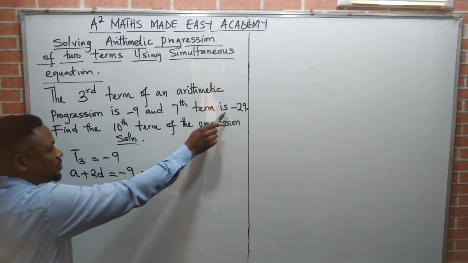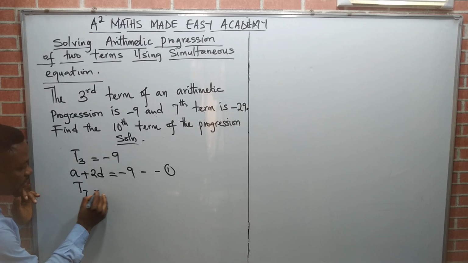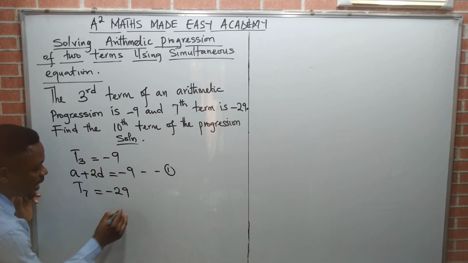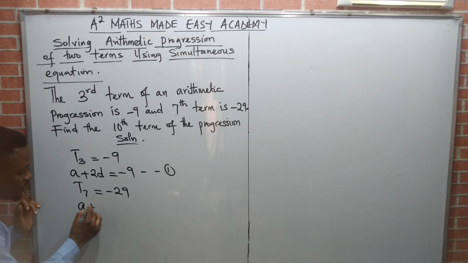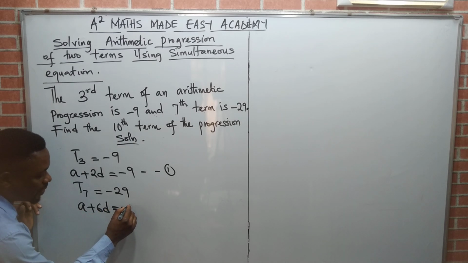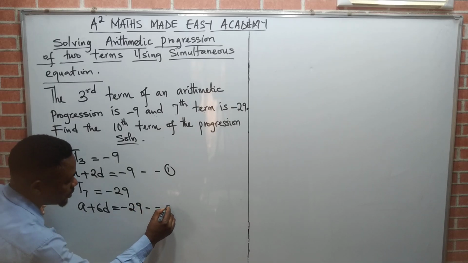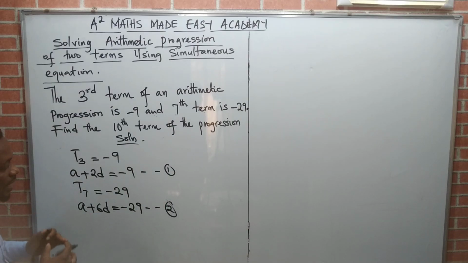And the seventh term is minus 29. So T7 is minus 29. Now what is the formula for the seventh term? It is A plus 6D, the same thing as minus 29. Call this equation 2. Now when you observe the two, you find out that it has led to what we know as simultaneous equation. Now I want to use the elimination method in order to solve this.